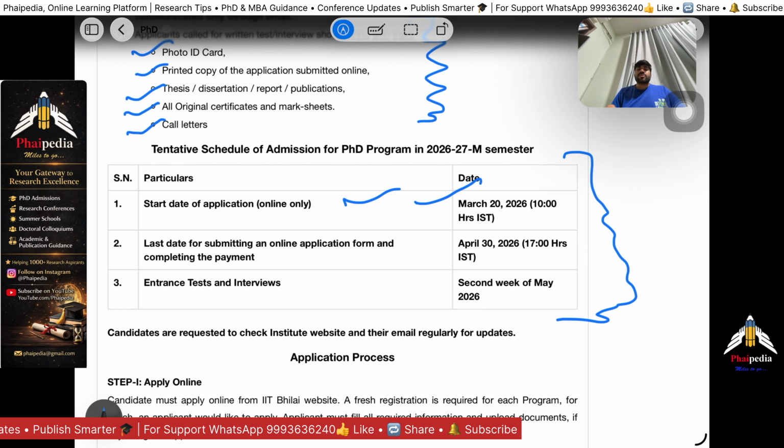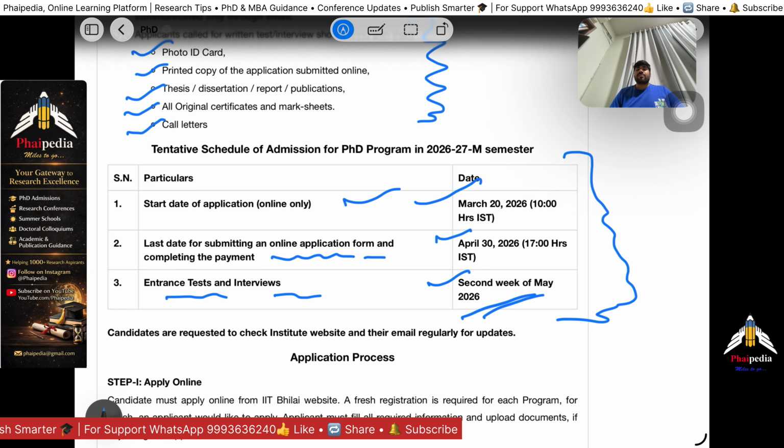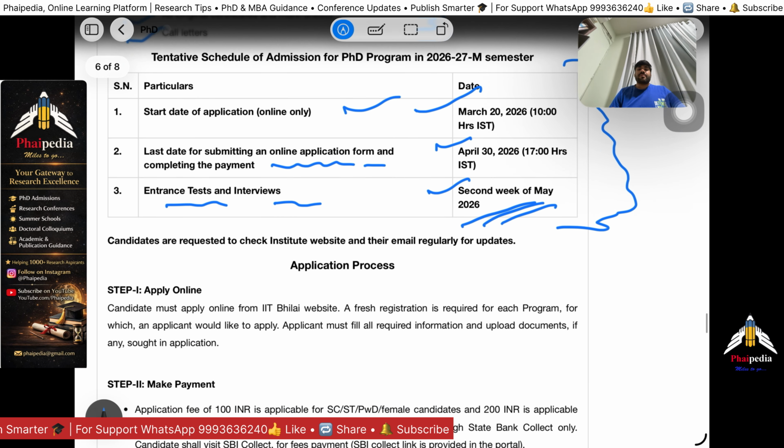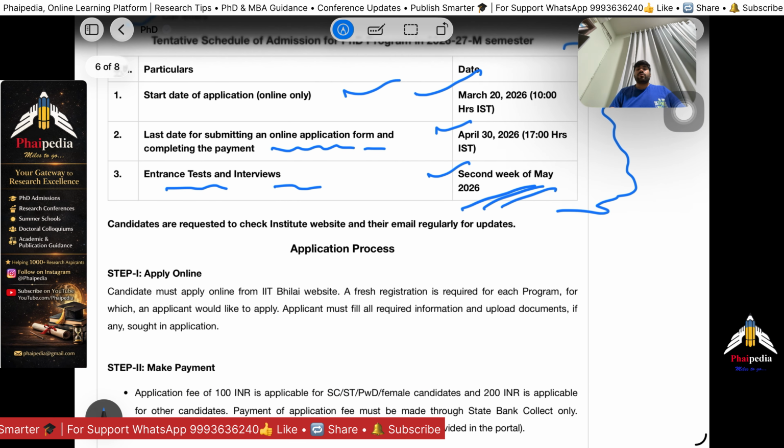So the important dates for applying to this PhD program at IIT Bhilai are: the application started on 20th March 2026, and the last date of submitting the online application form and completing the payment will be 30th April 2026, and the entrance test and the interview will be in the second week of May 2026. So apply now. Don't miss this application form if you really want to do the PhD at IIT.